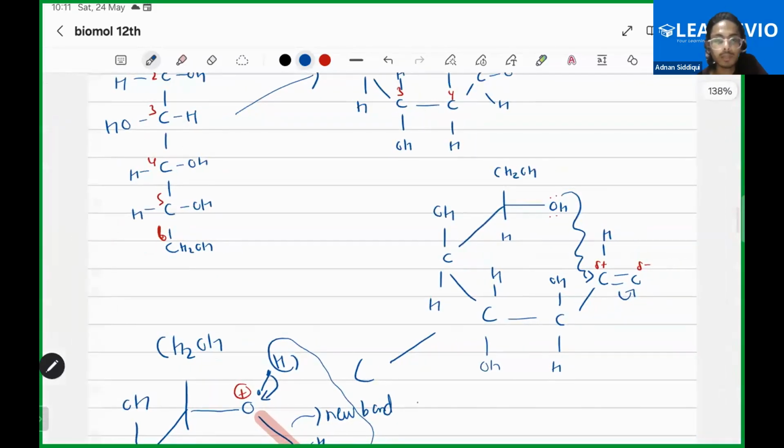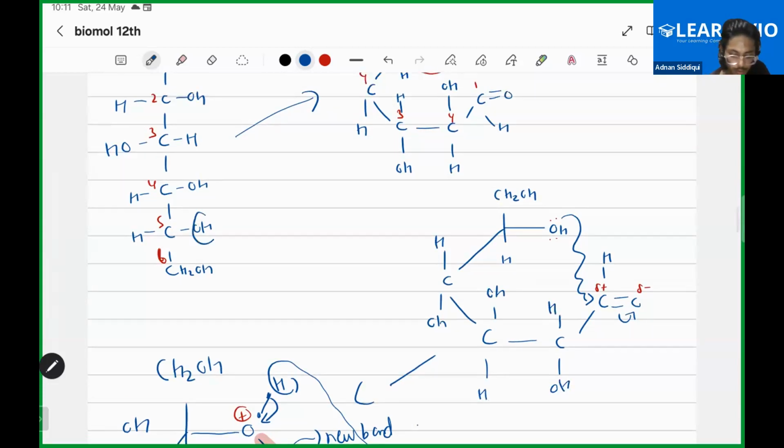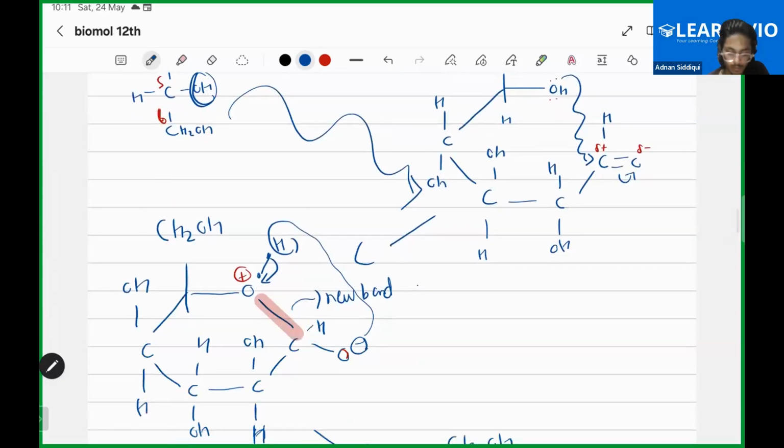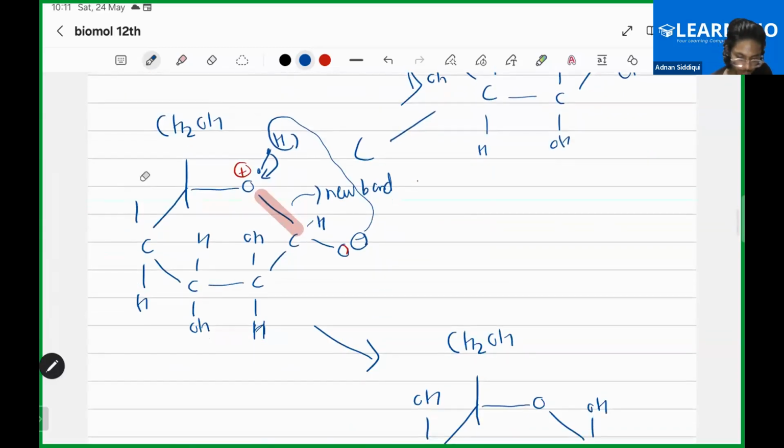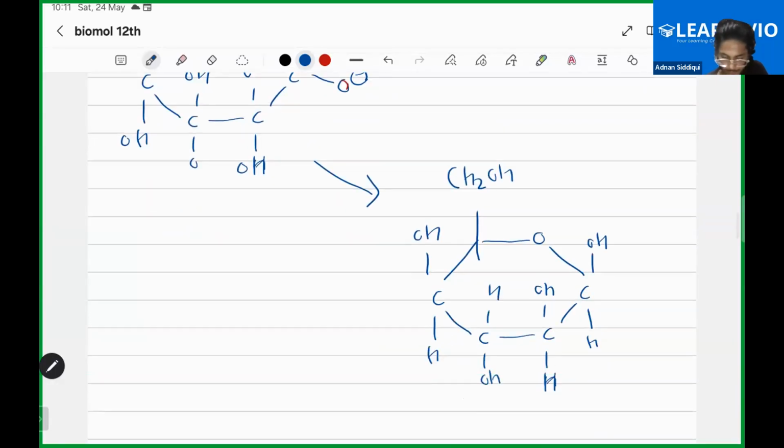One correction. The oxygen which is at the right side will be placed on the lower end. It will look like this. The oxygen which is on the right side will be placed below. So we need to correct all of them. Now this is correct.